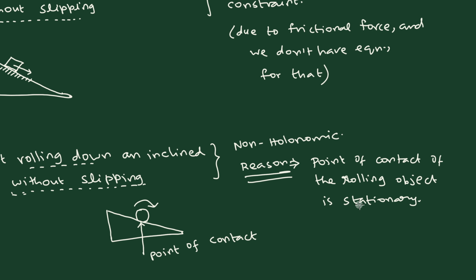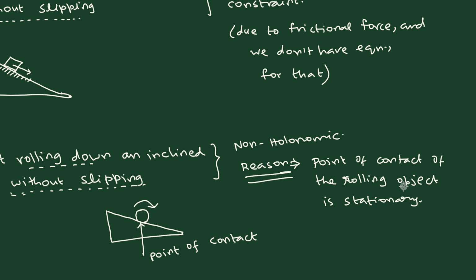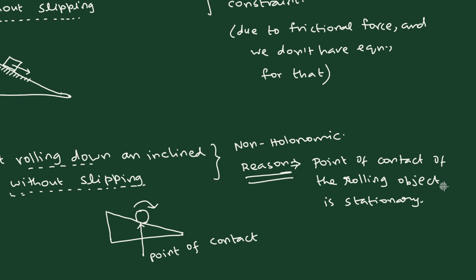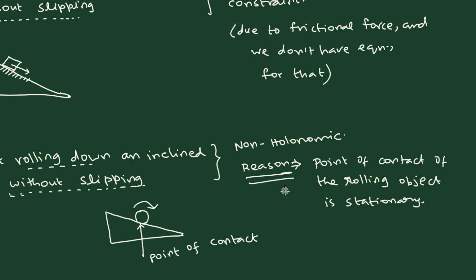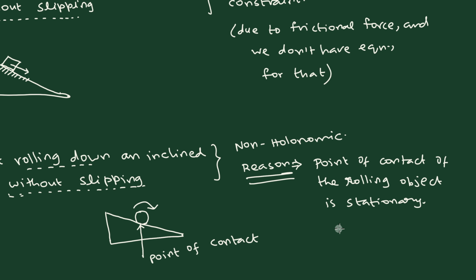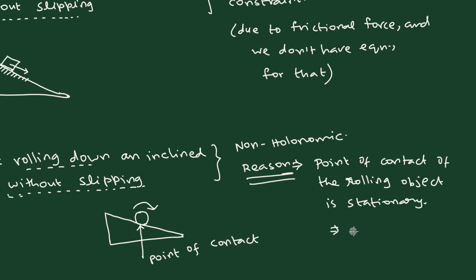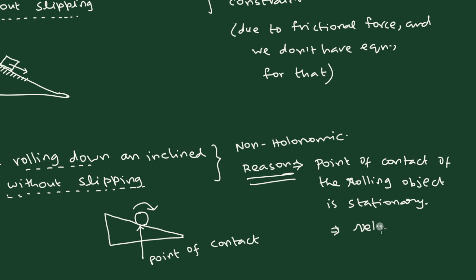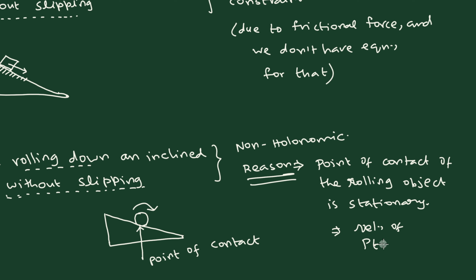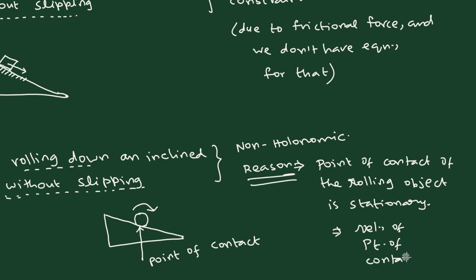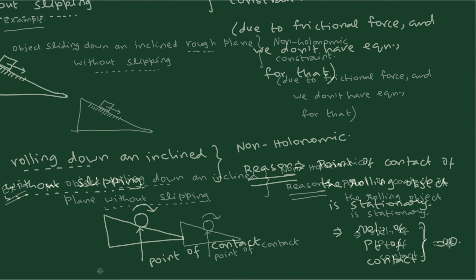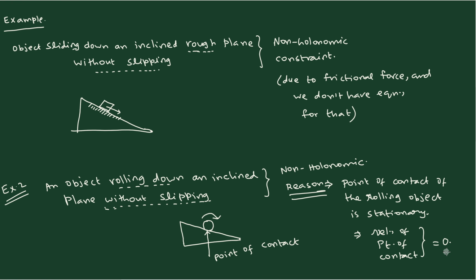So ultimately, your conclusion is that the point of contact of the rolling object, in this case a sphere, is not moving. How do you say that it is not moving? Its velocity is zero. So the velocity of the point of contact is zero. What is the meaning? The meaning is that the equation of the constraint has velocity. This is the point that you have to catch.